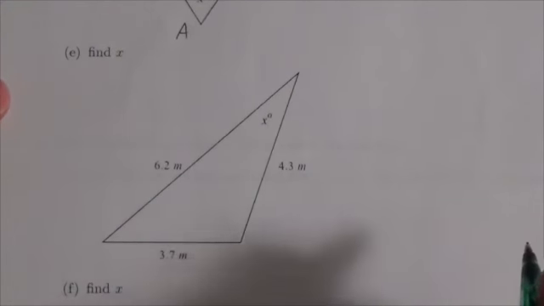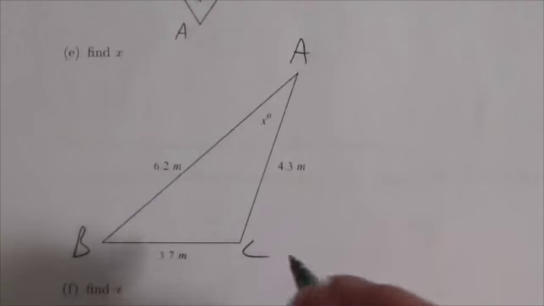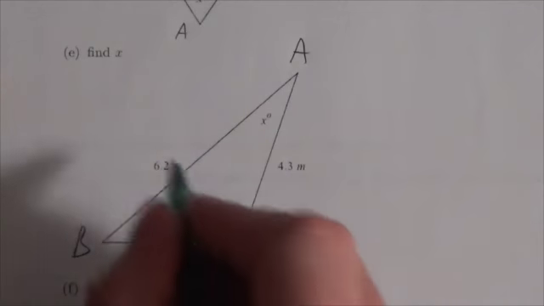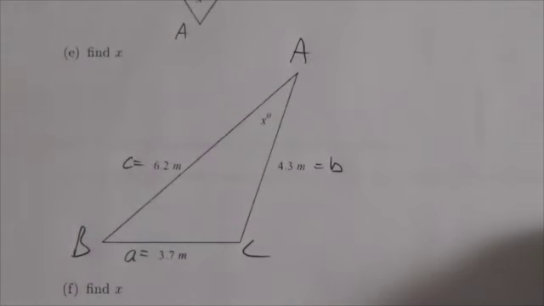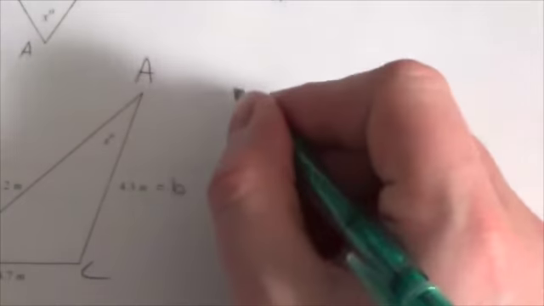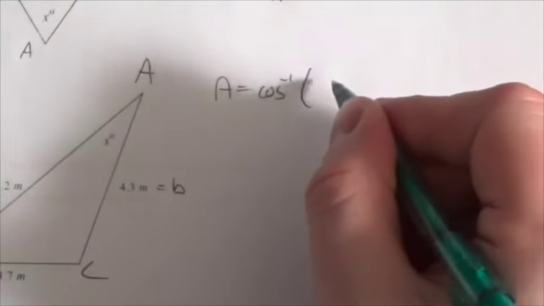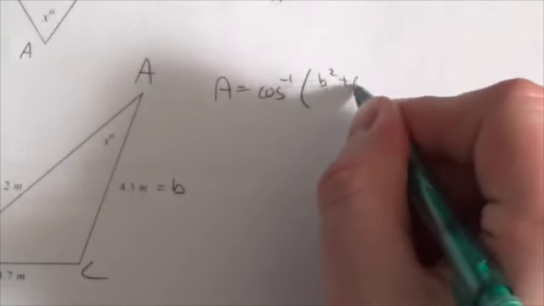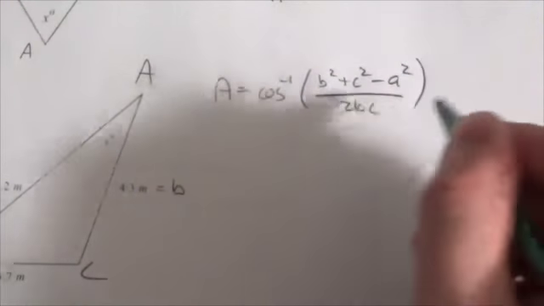So now to help me enter the cosine law in, I'm just going to label the angles here, which allows me to also label the sides. And so I can choose the equation that I'm going to use here. I'm going to be looking for angle A. So A will be the inverse cosine function of b squared plus c squared minus a squared all over 2bc.